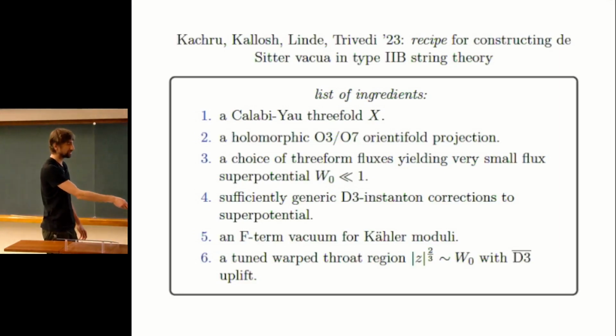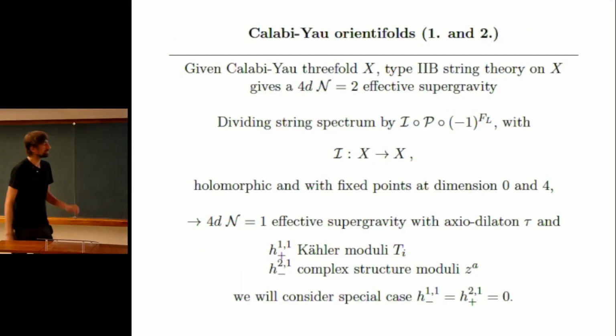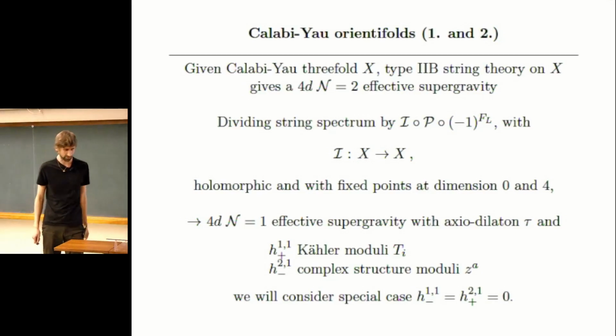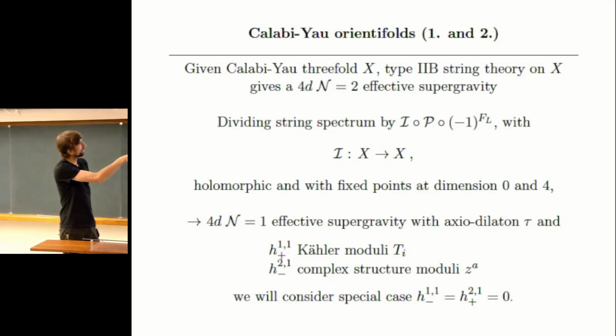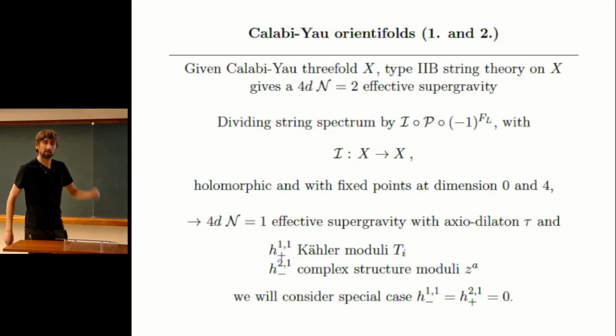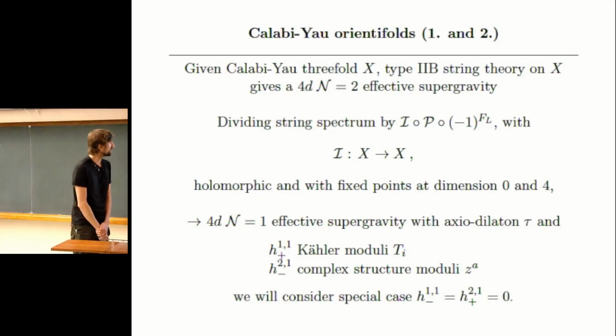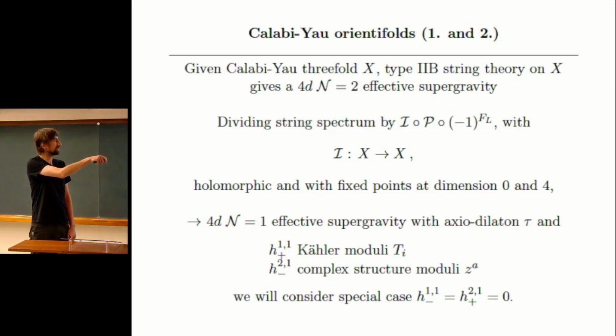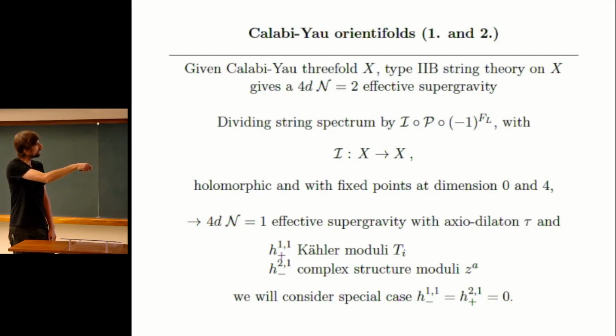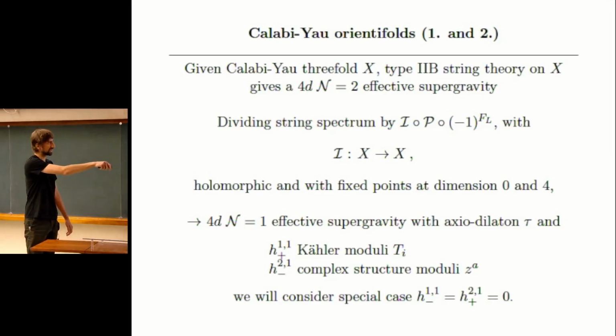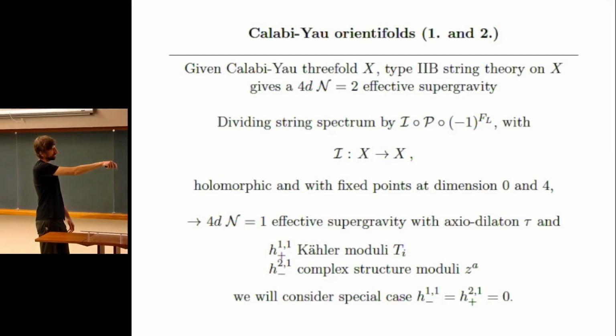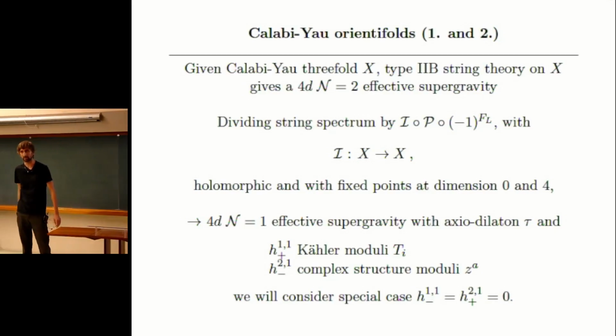So we're going to try to do all of this, but first let me give you a little more technical detail on what's generally required here. Of course, we start with any Calabi-Yau 3-fold X. Type IIB string theory on it will give a 4D N=2 compactification, and then dividing by an O3-O7 orientifold defined by some holomorphic involution of the Calabi-Yau with fixed points of dimension 0 and 4 will give you 4D N=1 effective supergravity with chiral multiplets given by the axiodilaton tau, h^{1,1}_+ Kähler moduli, and h^{1,1}_- complex structure moduli. We'll consider the special case where h^{1,1}_- and h^{2,1}_+ are equal to 0, so then these are the only chiral multiplets.